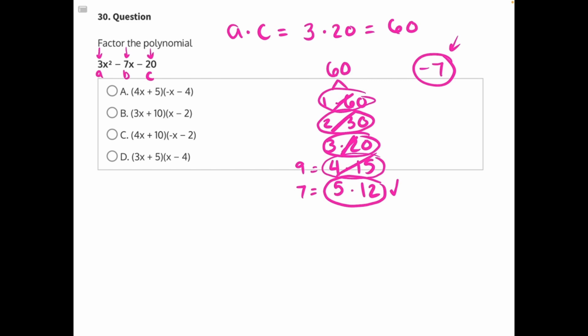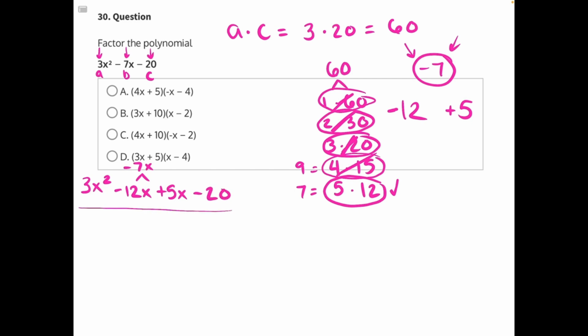And to figure out what signs we should apply to those terms, if our result should be negative, that means the biggest number of our two factors should also be negative because the largest number carries the sign. So we're dealing with a -12 and a +5. Now we can rewrite our polynomial, but instead of -7x, we can split it up into two terms, -12x and +5x minus 20. This is an equivalent expression to what we have up here.